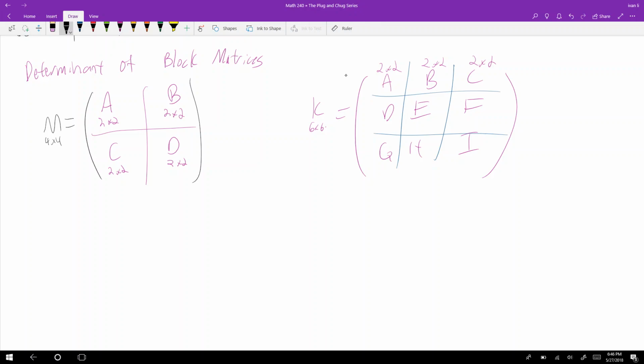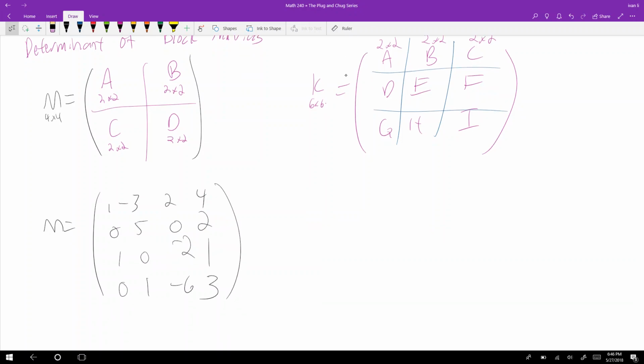Okay, and so what do we want to say? So let's say M is equal to 1, negative 3, 2, 4, 0, 5, 0, 2, 1, 0, 2, negative 2, 1, and 0, 1, negative 6, 3. Okay? And so, all right, what do we notice? Let me fix this negative 2 entry here a little bit. Well, let's block this up like I did above. And so we block it up in our 2x2 blocks. So now it's clear. We have 2x2 blocks.